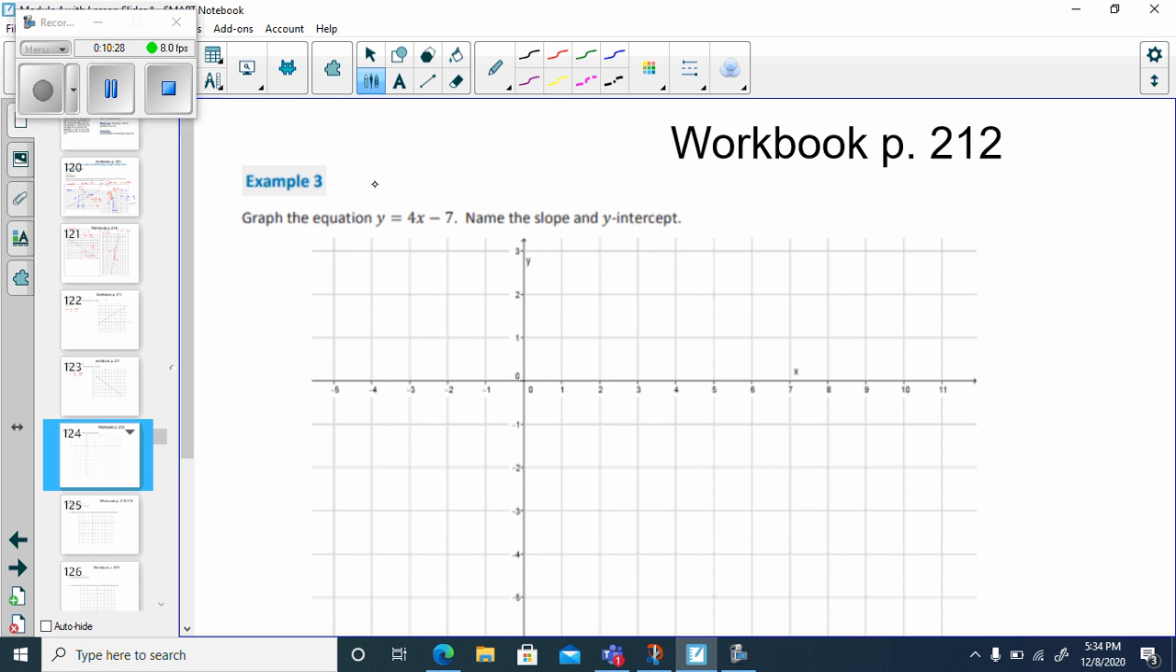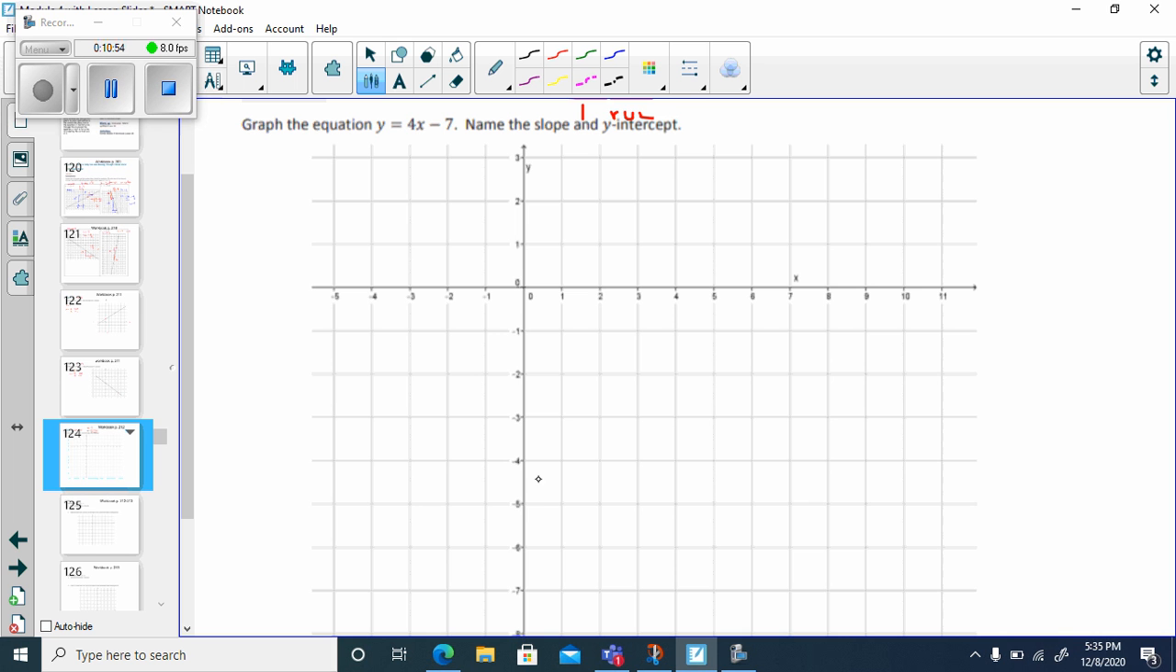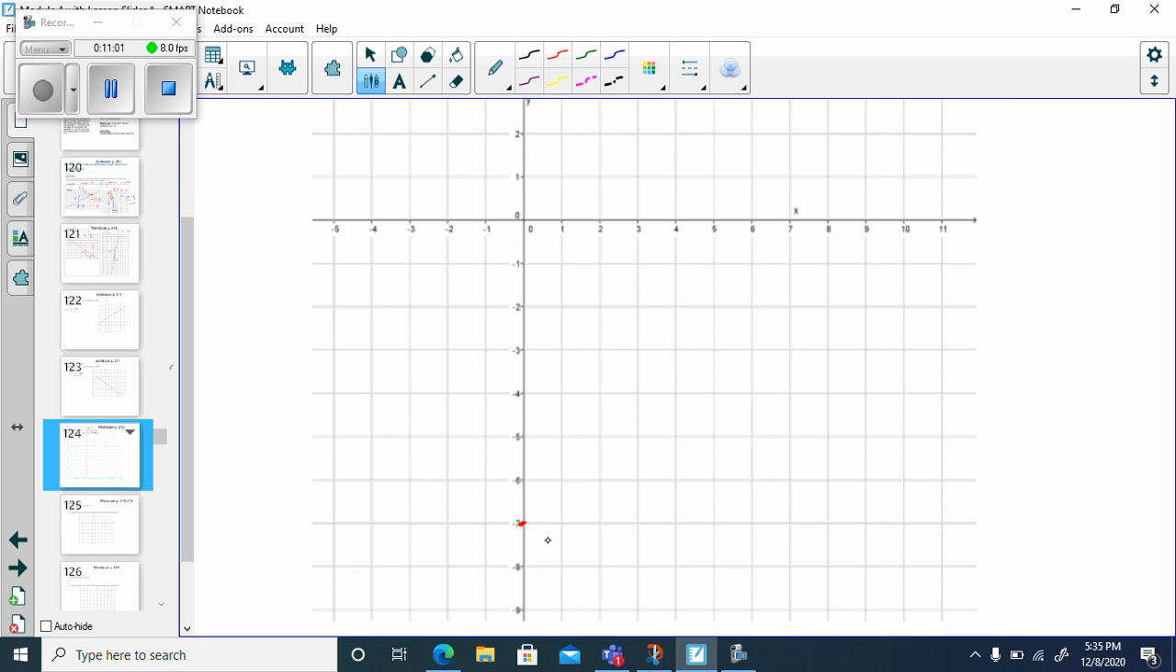Graph this equation. Y is equal to 4x minus 7. Y is equal to mx plus b. So my b is negative 7. My m is 4. When you're talking rise over run, the only thing I can put in the place of the run, only thing I can divide 4 by, not change it, is 1. So I rise 4 and I run 1. I start at negative 7 on the y-axis, that's down here. And then I go, what was my slope? 4 over 1. I go up 4 and over 1.